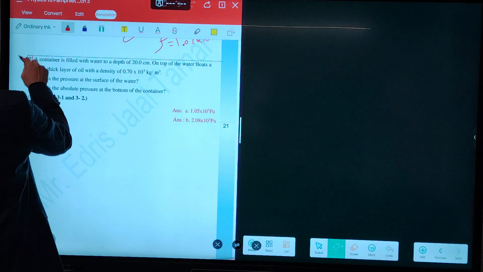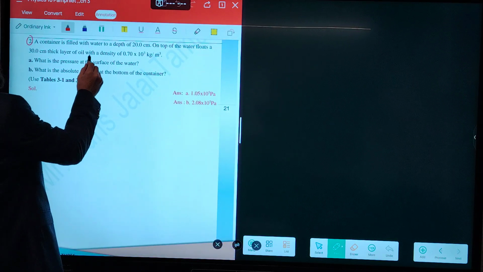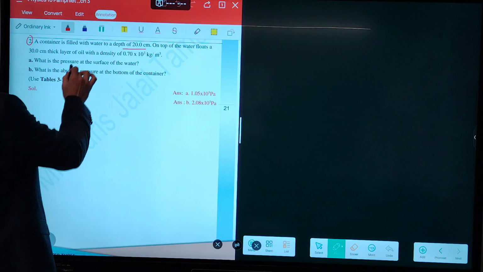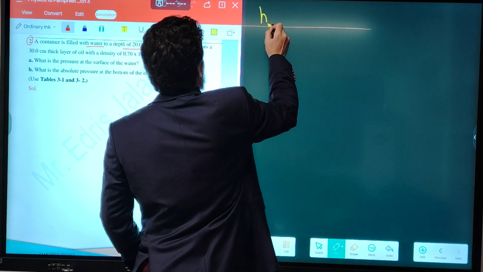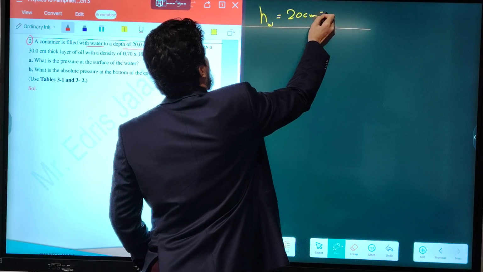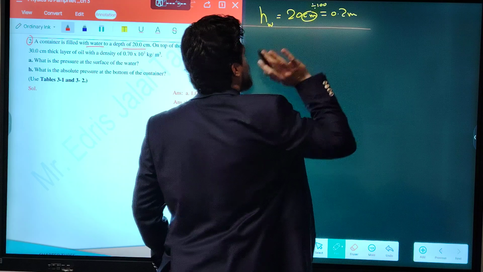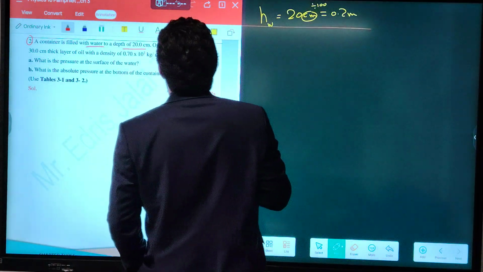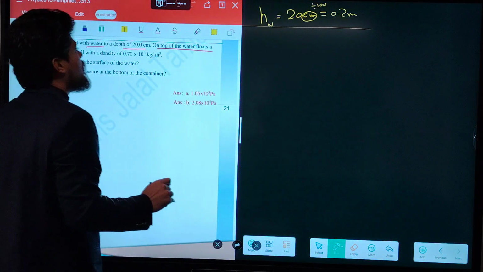Question 2, look at question 2, guys. Very good question, be careful. A container is filled with water to a depth of 20 centimeters. The height of water is equal to 20 centimeters, which is equal to 0.2 meter, dividing by 100 to convert centimeter to meter. And on the top of the water floats a 30 centimeter thick layer of oil.